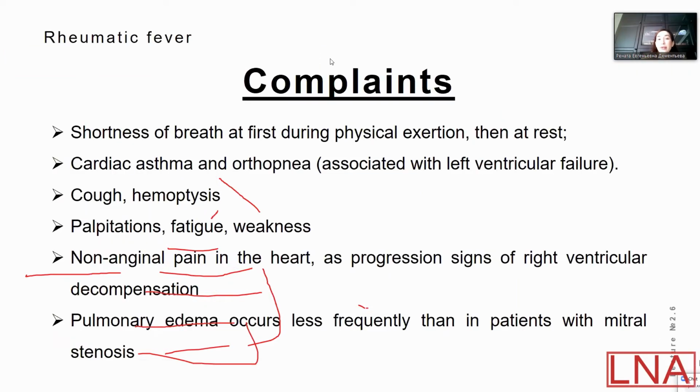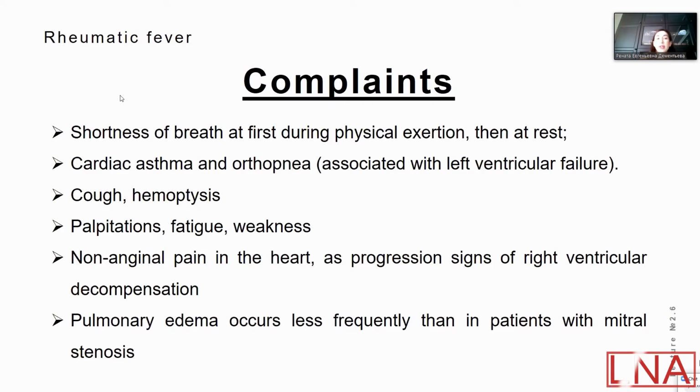About compliance of patient with mitral insufficiency. First of all, shortness of breath, at first during physical exertion, then at rest, depends on the level of heart failure. Cardiac asthma and orthopnea associated with left ventricular failure. Cough, hemoptysis, palpitation, fatigue, weakness, non-anginal pain in the heart as progression signs of right ventricular decompensation. Pulmonary edema occurs less frequently than in a patient with mitral stenosis.